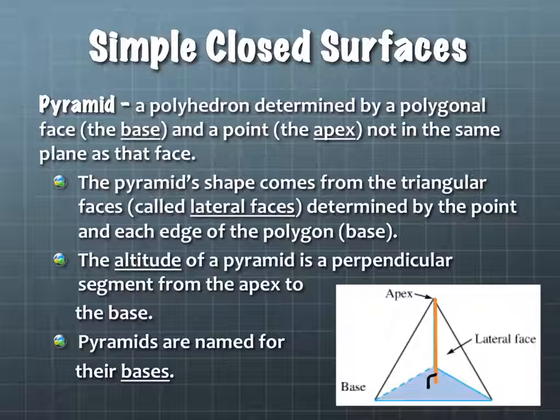Okay? So if you think about it, a tent is a pretty good picture of this. If you're talking about the height of the tent, you would measure from the top of the tent straight down to the ground. You wouldn't measure along the diagonal side to the ground, right? So that's the altitude, from the top straight down to the ground.